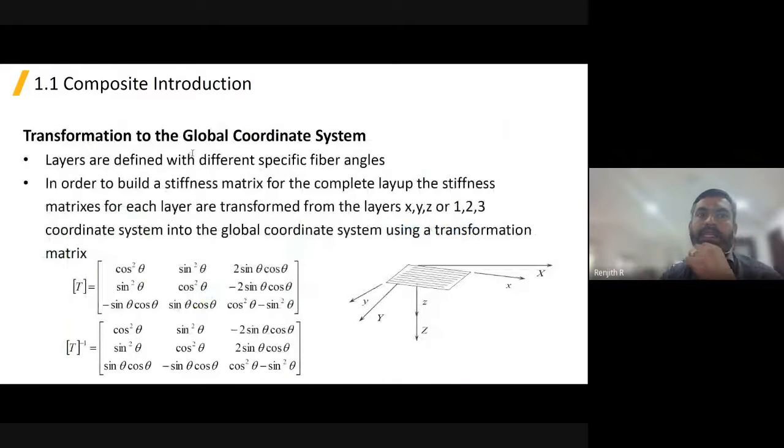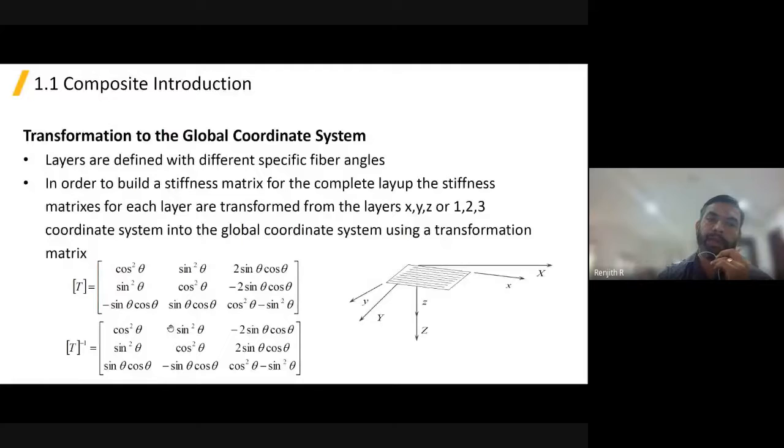Then the transformation. Most of the time when we are doing analysis, we use a local coordinate system for each and every lamina, but we need to convert that into a global coordinate system, because when we assemble these laminas together, the mechanical properties, strains and stresses will be different for different laminas. So if you want to create a compliance matrix or a stiffness matrix, we need to convert it into the global coordinate system. And this is the transformation matrix.